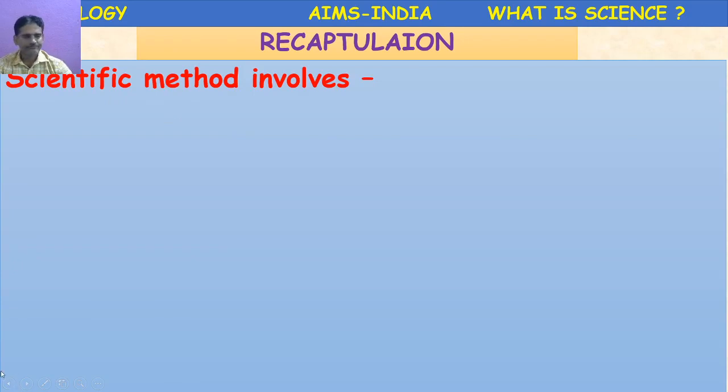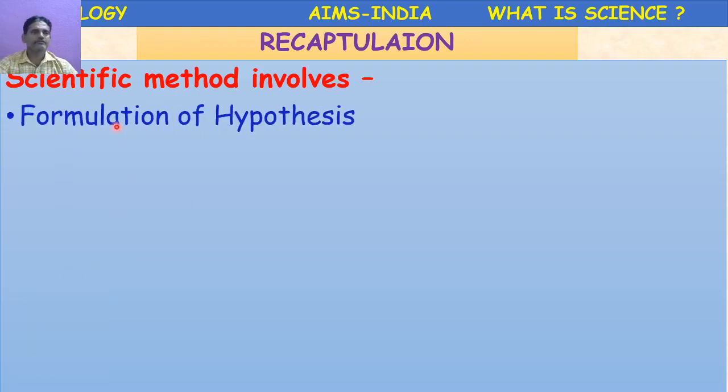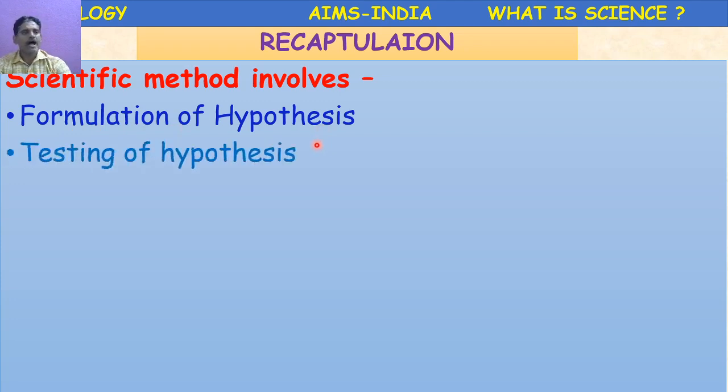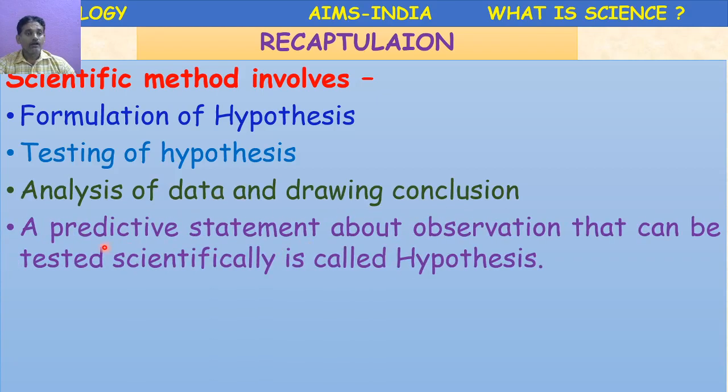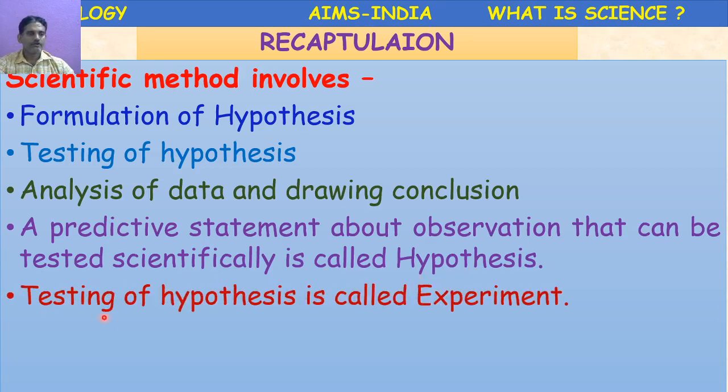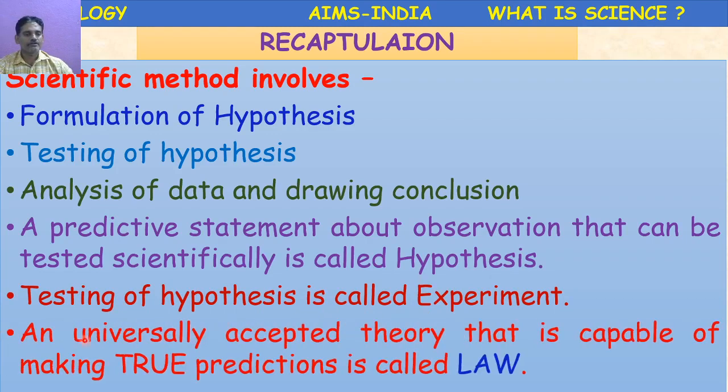Scientific method. Once again, scientific method. It involves formulation of hypothesis, testing of hypothesis, analysis of data, and drawing conclusion. A predictive statement about observation that can be tested scientifically is called hypothesis. Testing of hypothesis is called experiment or experimentation.